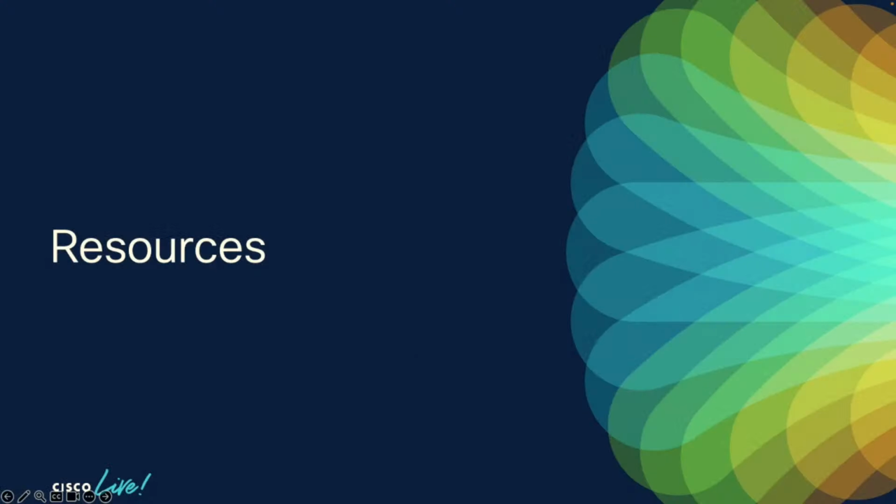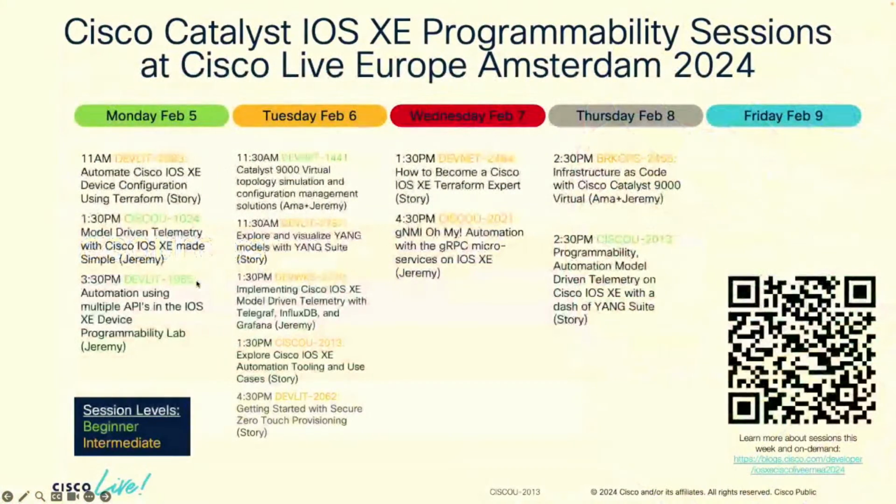And in our last few moments together, I want to go over a few different resources that we have. So you've just heard this one session that we're in currently over on Tuesday afternoon. We have quite a few other sessions on programmability and automation specifically for iOS XE later in the week. So if you're interested, feel free to check out this QR code, which has a link to a blog with all of these different sessions, the links, and how you can get involved with them.